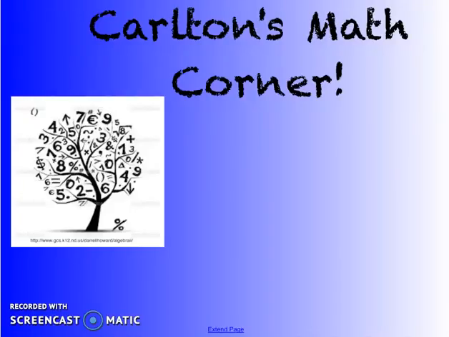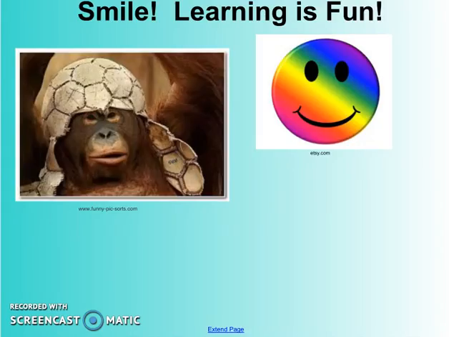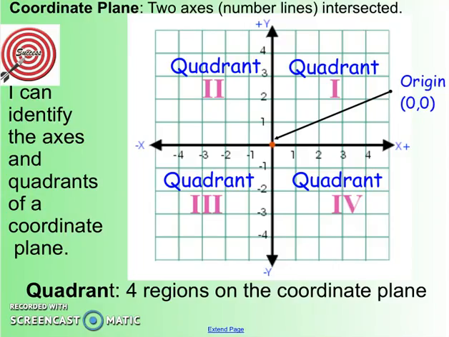Today we are going to talk about the coordinate plane. At this time, make sure that you are ready to learn and you have your math journal as well as your vocabulary packet. Well, let's start off with our first target today. I can identify the axes and the quadrants of a coordinate plane.